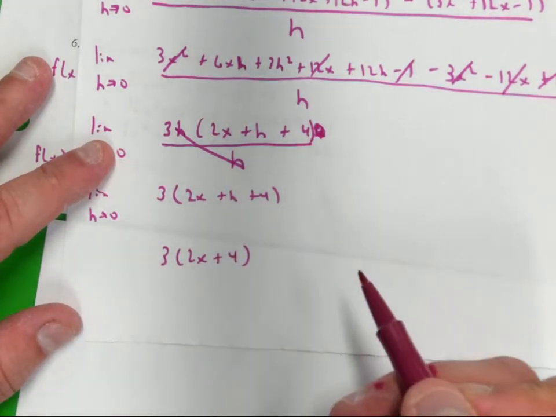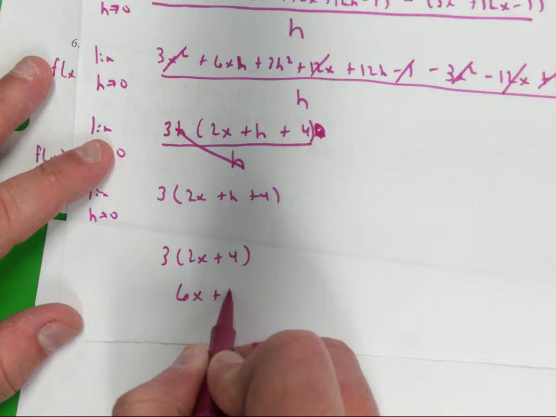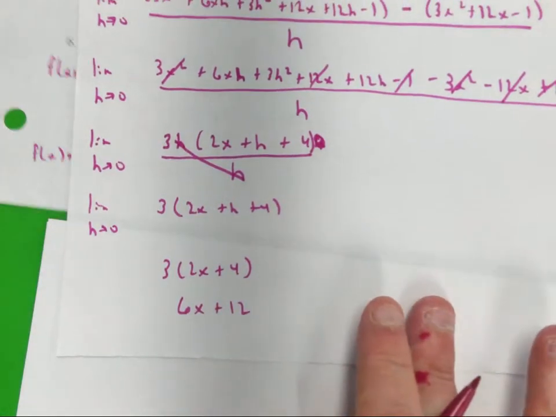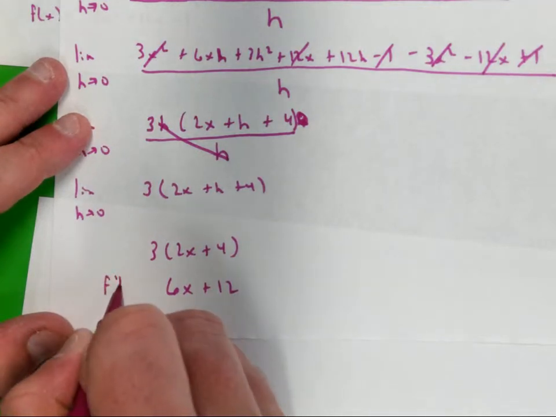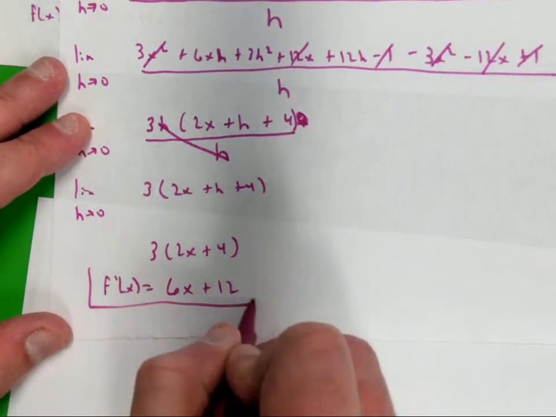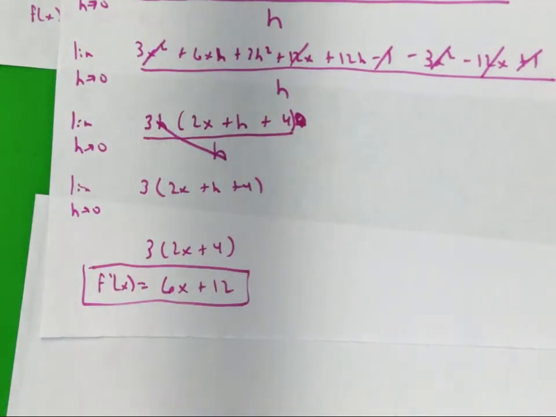I'm going to redistribute that 3 because it just looks weird. So your derivative is 6x plus 12. So f prime, that's your derivative. That's your AKA slope generator. So at any point in the graph, you take the x value, plug it in, it tells you the slope of the tangent line.